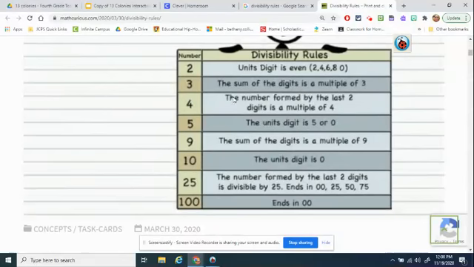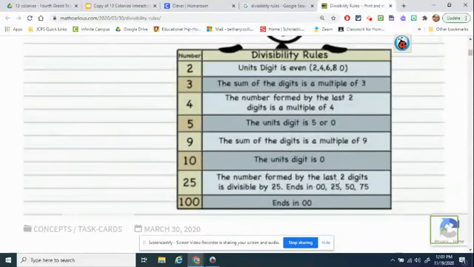We didn't do 4, but 4, if the number formed by the last 2 digits is a multiple of 4. So like think if I have a number in the thousands place. If the tens and the ones is divisible by 4, then it's all divisible by 4. 5, if it ends in a 5 or a 0. 9, if the sum of the digits is a multiple of 9, then it's divisible by 9. 10, if the last one is 0, then it's divisible by 10.